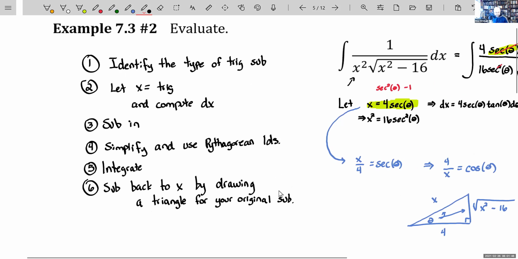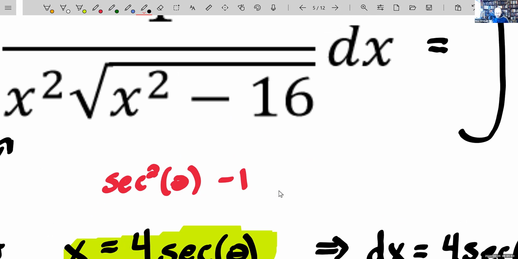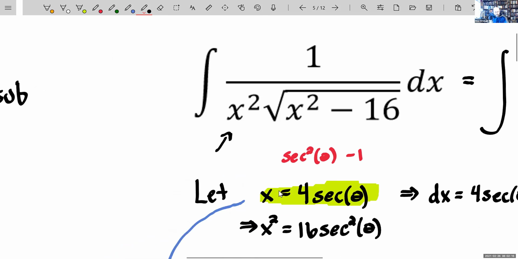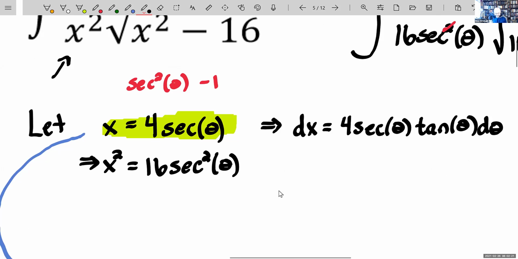So if I read through that, identify the type of trig substitution. Oh, it's like an x squared minus 1, or in other words, a secant squared minus 1. So my substitution is x equals secant, sort of. Obviously, if I just put secant here, that would be a secant squared minus 16. I can't do anything with that. So I need to make it 4 times secant, because then when I square it, it becomes a 16 secant squared, and I can factor out that 16. Okay, so I identified my substitution. I then performed the substitution and found dx.